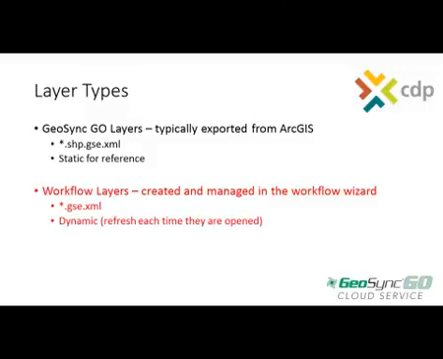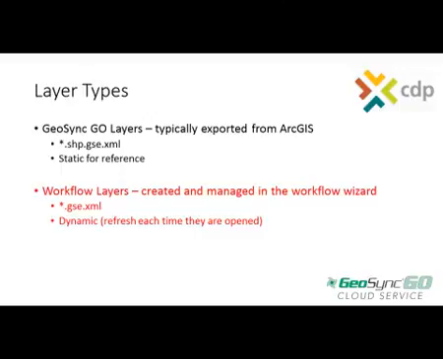In terms of layer types in GeoSync GO, there are primarily two different types of layers. We have GeoSync GO layers, which are typically exported from ArcGIS, and they'll have an extension of shp.gse.xml. You'll see those. And what's important about those layers is we'll say those are static layers. So they're coming from your GIS. You're using those for reference purposes. That's not our focus this morning. We don't really customize those layers.